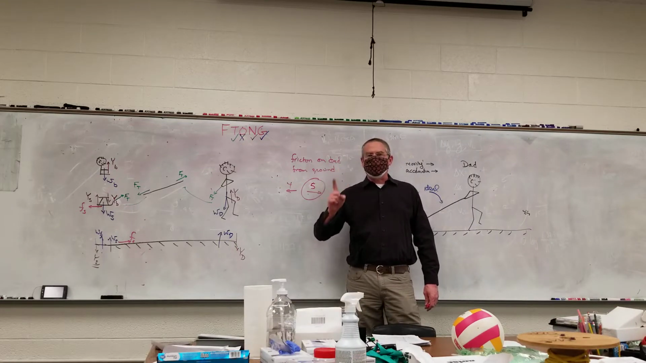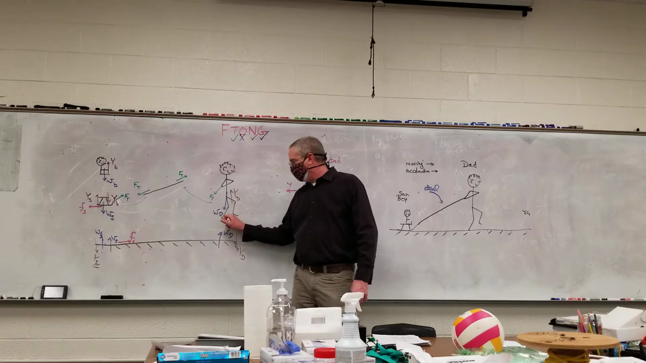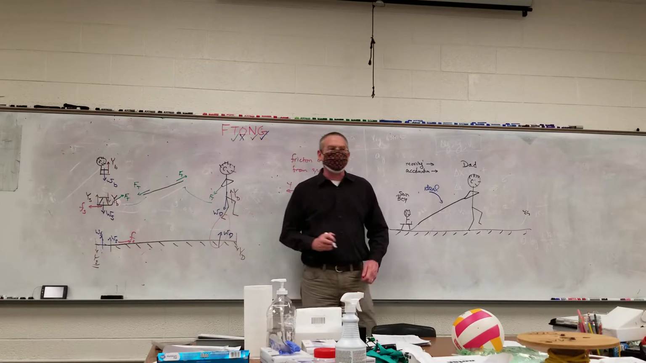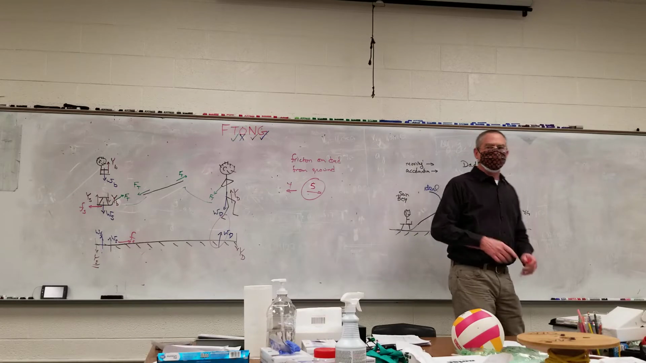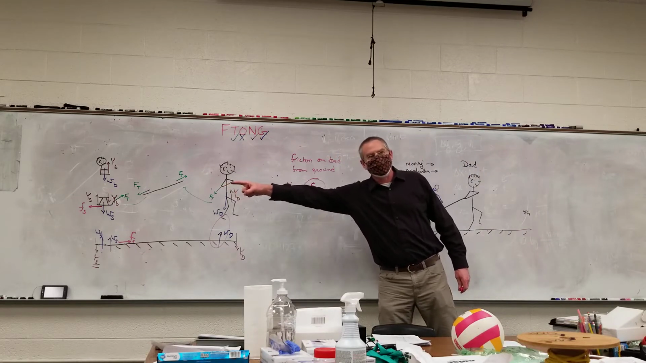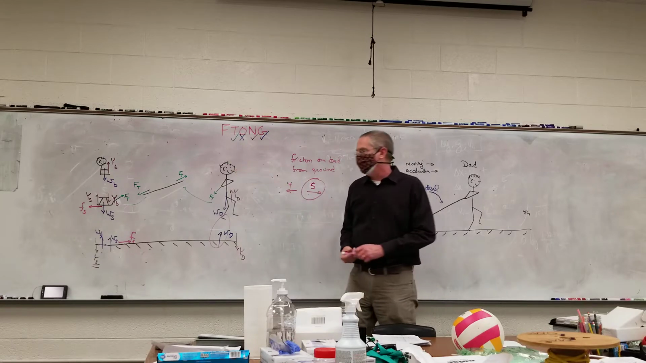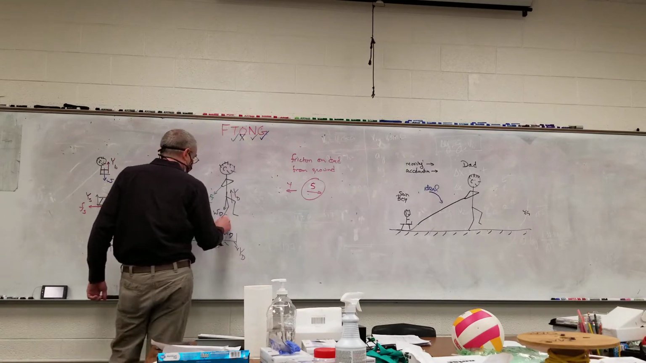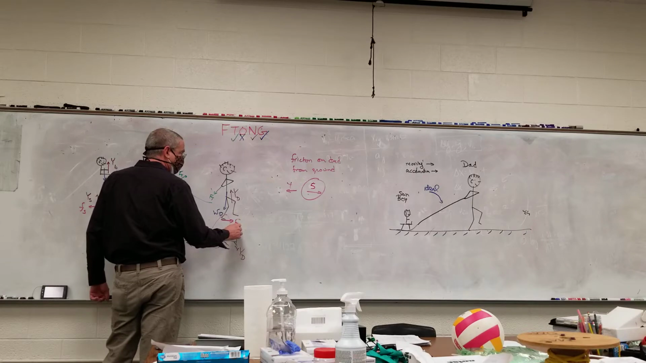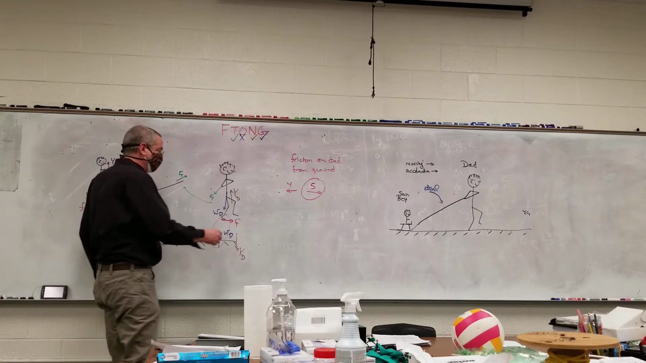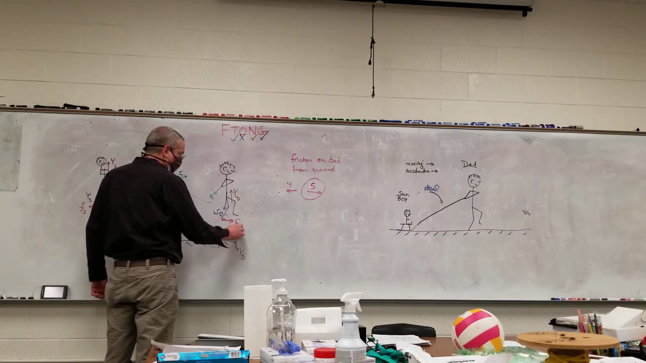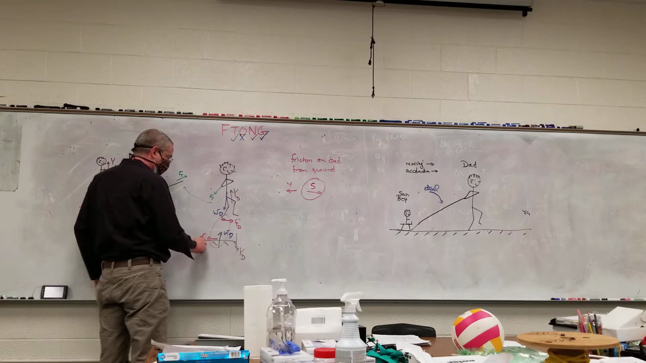Friction opposes the relative motion. What's actually moving is the foot against the ground. The foot wants to be moving back that way, and so friction opposes that foot moving that way. So friction's acting this way on that foot, exactly for the reasons that Jacob laid out. So F sub D, F sub D.